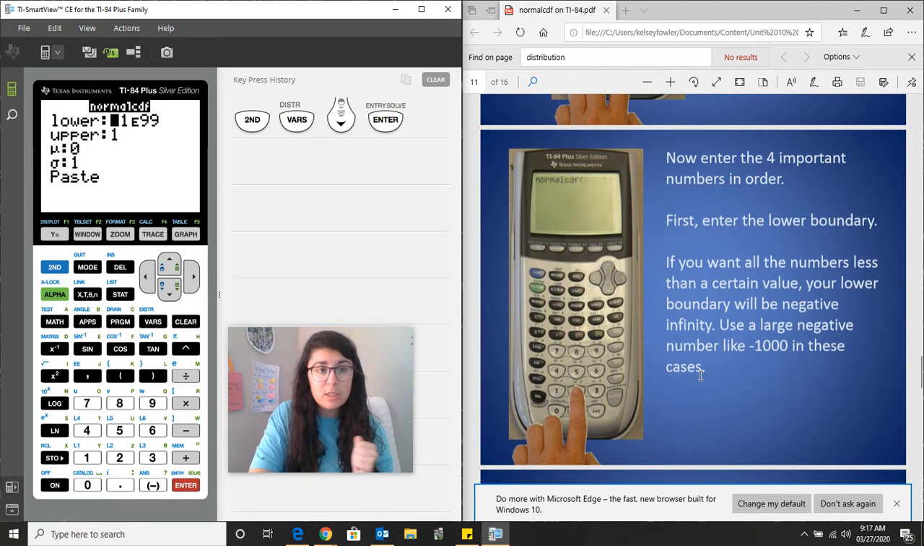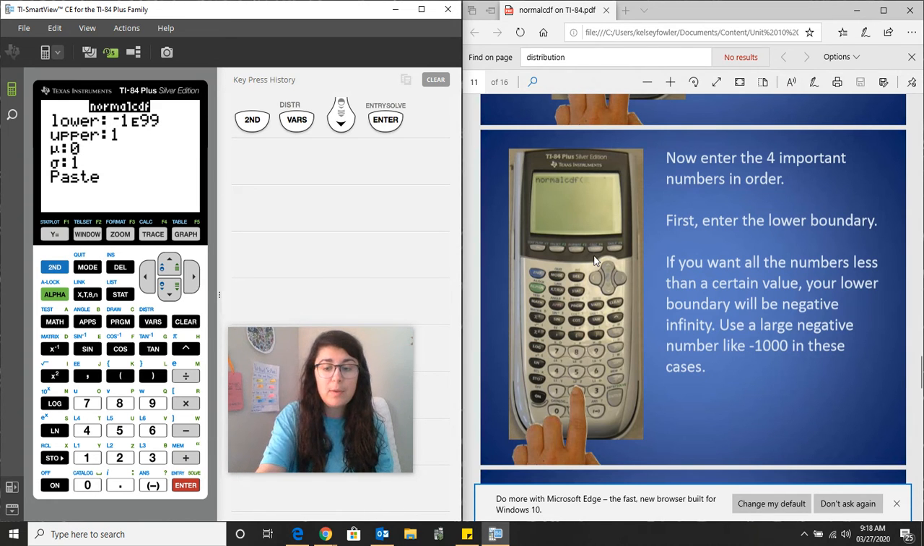The calculator wants a lower and an upper boundary for your area. What's the smallest number that you want? What's the highest number that you want to find the area between? If you wanted all the area to the left, you could use a really, really tiny number for your lower boundary. That's what they're doing right here. -1 E99 is this really tiny number.